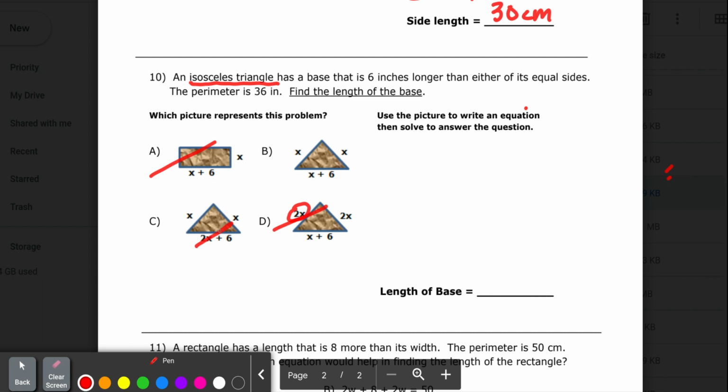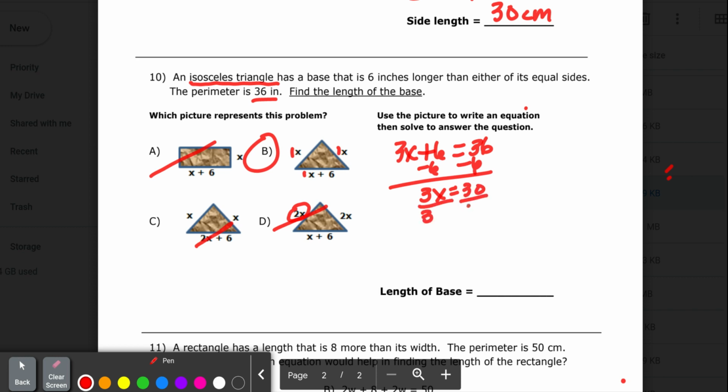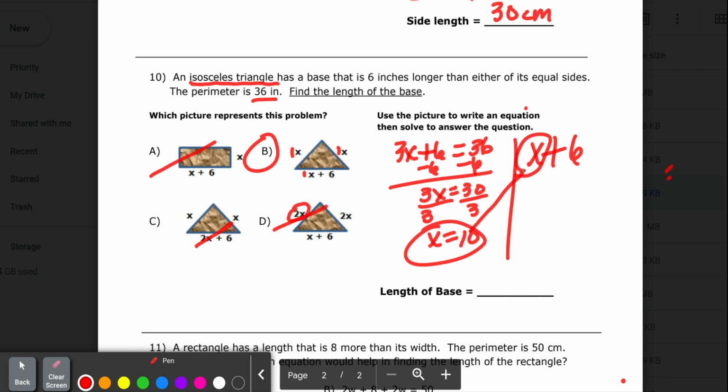All right, and the perimeter is 36. So we're going to go with letter B. We're going to add all these up. So I've got 1x and 1x and 1x, that's 3x. So 3x plus 6 is equal to 36. So we're going to subtract 6. So 3x is equal to 30. Divide by 3, and x is 10. So we want the length of the base. Well, the length of the base is x plus 6. So we're going to put in 10 in place of x. So 10 plus 6 is 16. And this would be inches.